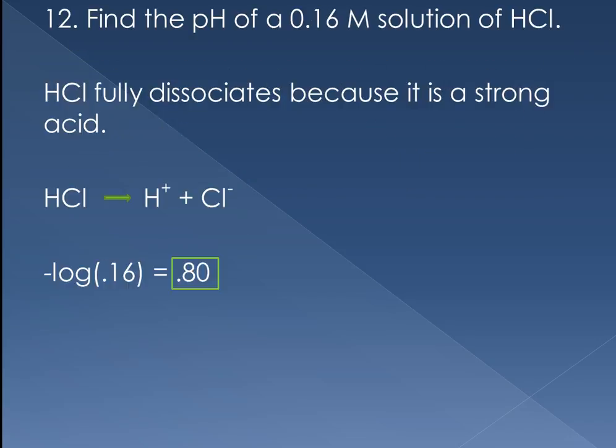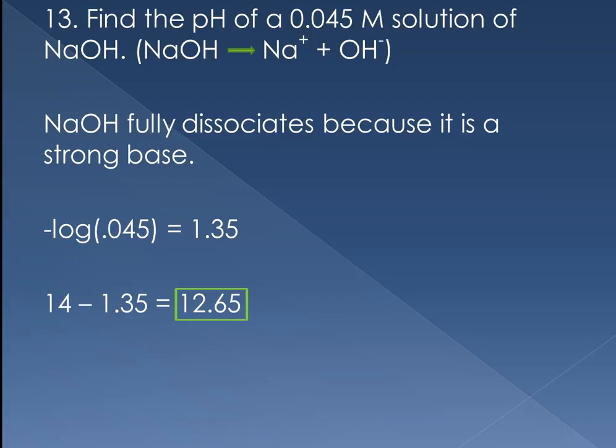Then it asks to find the pH of a 0.16 molarity solution of HCl. We also know that HCl fully dissociates because it is a strong acid into H plus and Cl minus ions. So then just take that 0.16 molarity concentration, plug it in that formula, negative log of 0.16, and you get a pH of 0.80.